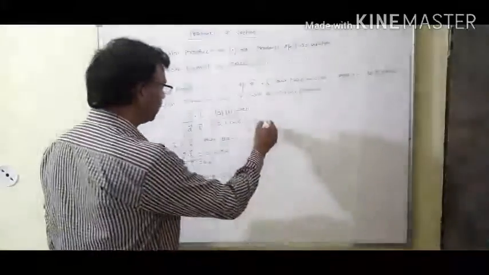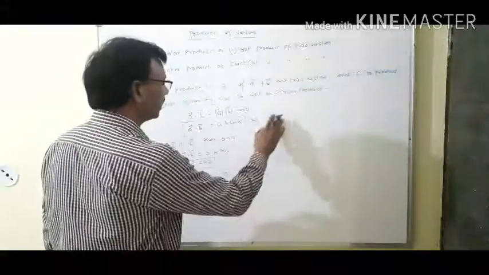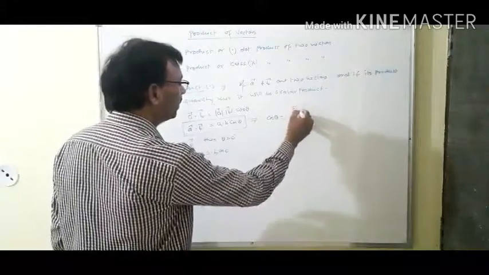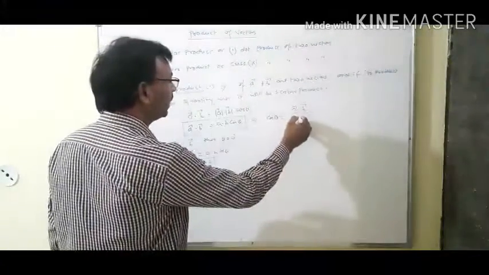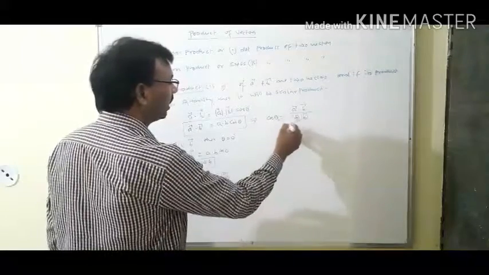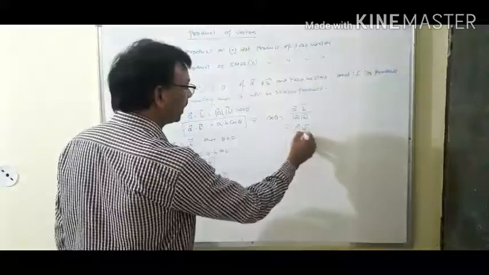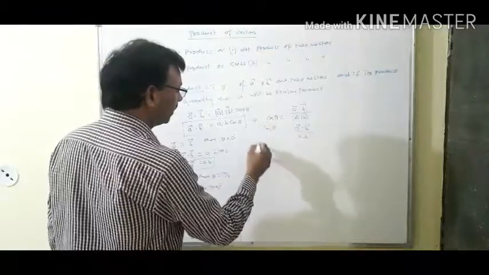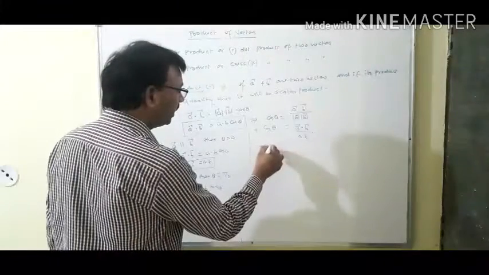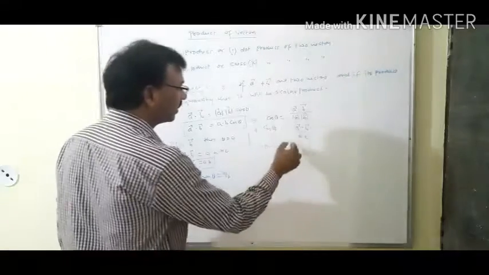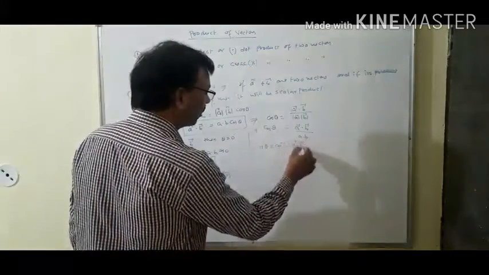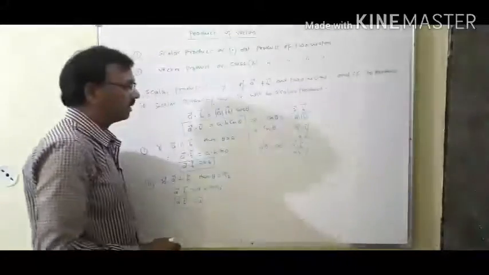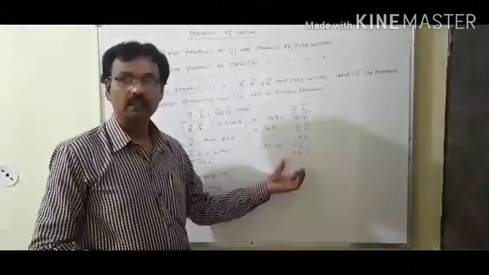From this formula, we can find the angle between both vectors. That means from here cos of theta equals vector A dot vector B whole upon magnitude A magnitude B. This is cos theta, and theta will be cos inverse of A dot B whole upon AB. This is the formula for finding the angle between two vectors.